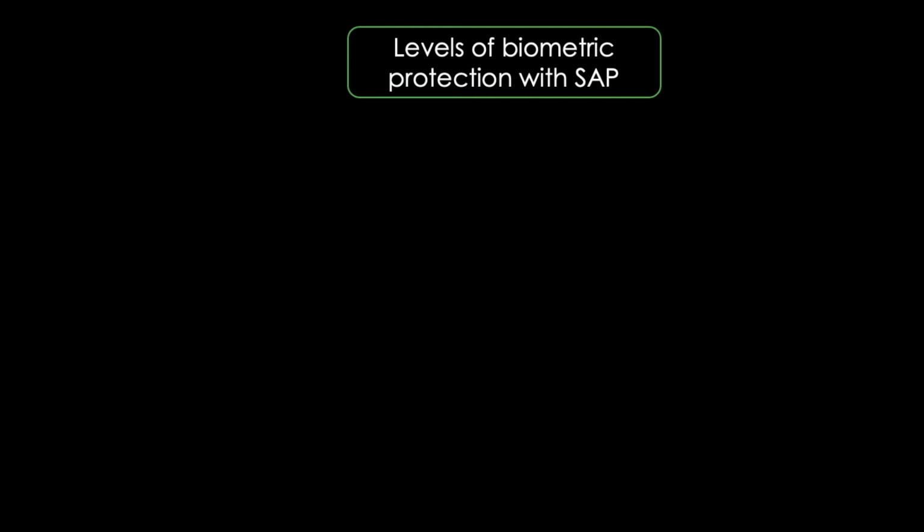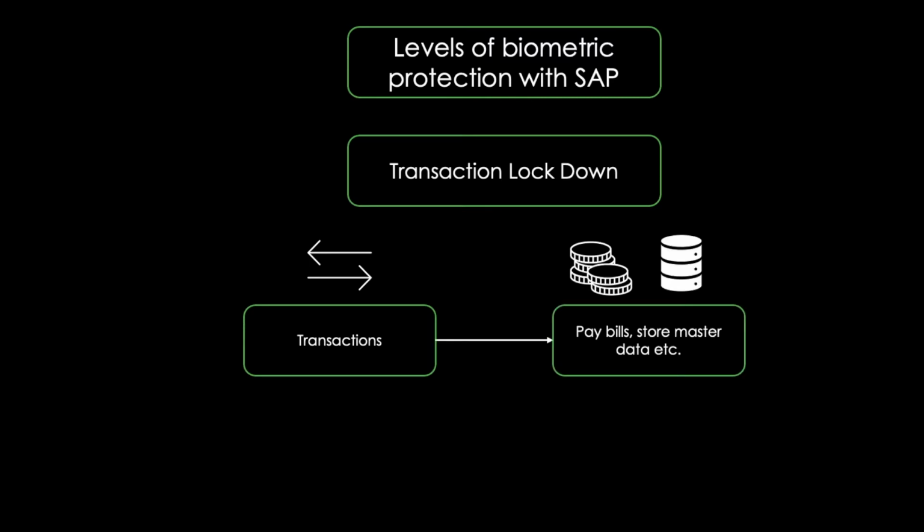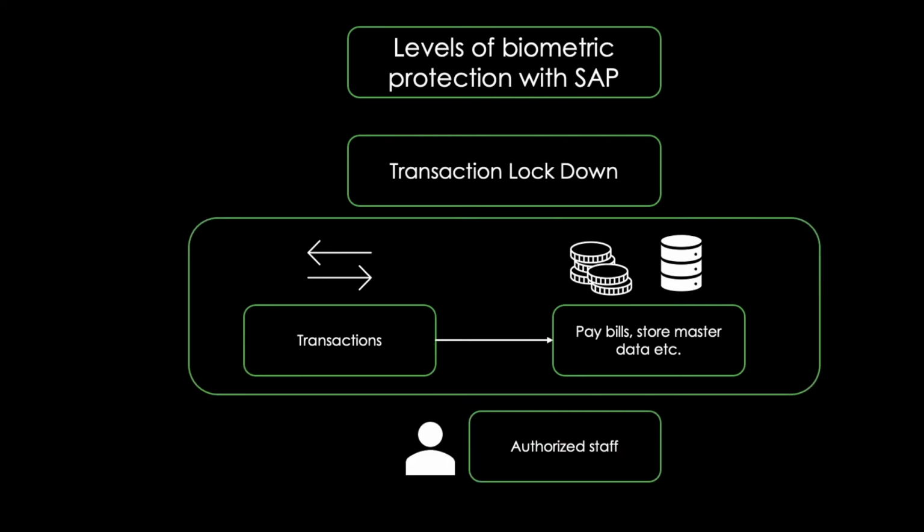The second level of protection would be a transactional lockdown. In SAP systems, users work with so-called transactions. With these transactions, users can for instance pay bills, store master data, etc. With biometric protection and bioLock, we can restrict access to these transactions, so that only authorized personnel could call the transactions in the first place.